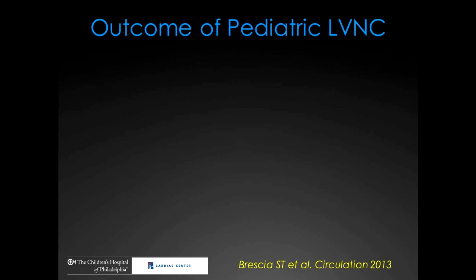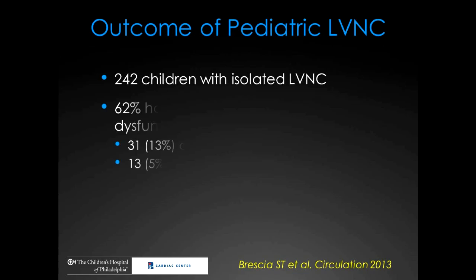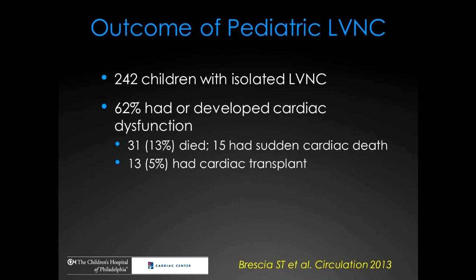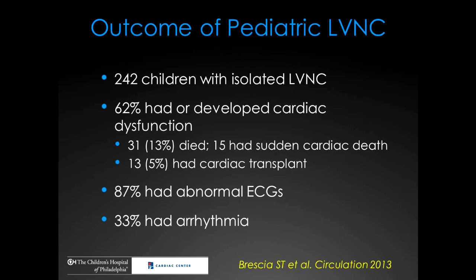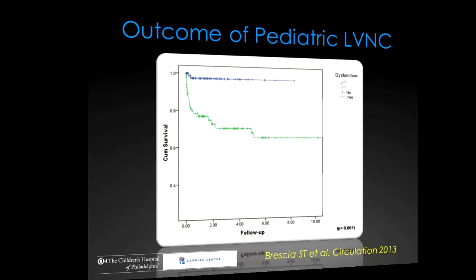And then this is a multi-center study that recently came out in Circulation. This is the largest cohort of pediatric patients with LV noncompaction, 242, in fact, with isolated noncompaction, so not the patients who have congenital heart disease. Of those, 62 had or developed cardiac dysfunction, 13% died, of which half had sudden cardiac death, and 5% went on to cardiac transplant. Again, you can see that this is a high-risk population. The overwhelming majority had an abnormal electrocardiogram, but only a third of them had an arrhythmia, in contrast to the adult population, which are more likely to have arrhythmia.